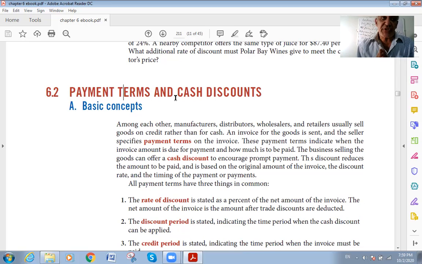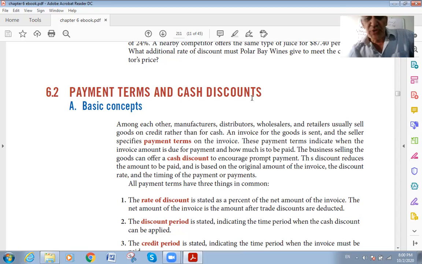Of course, the invoice: who sends the invoice to whom? The invoice is usually sent from the seller to the buyer. And the seller is telling the buyer that this is the amount you have to pay. If it includes terms of delivery and terms of payment, that's fine. So our talk today is about terms of payment, or payment terms, and cash discounts.